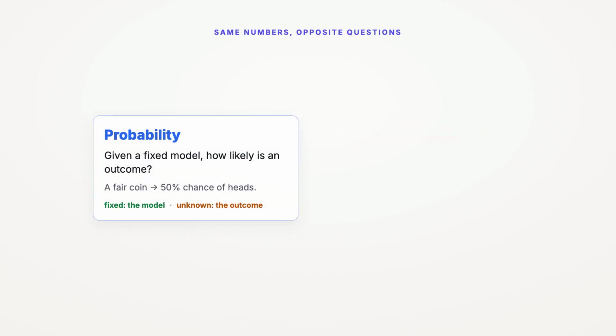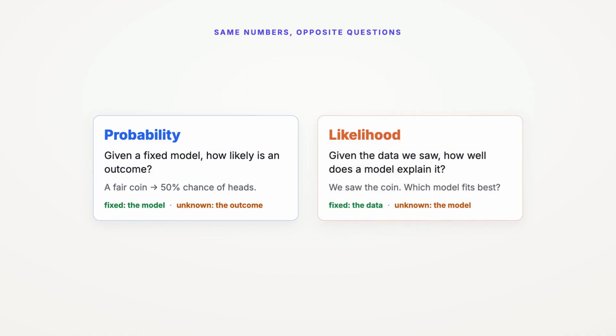Let's start with the confusion almost everyone has. Probability and likelihood use the same numbers, but they ask opposite questions. Probability starts with a fixed model and asks, how likely is some outcome? For example, a fair coin has a 50% chance of landing heads. The model is fixed, the outcome is unknown.